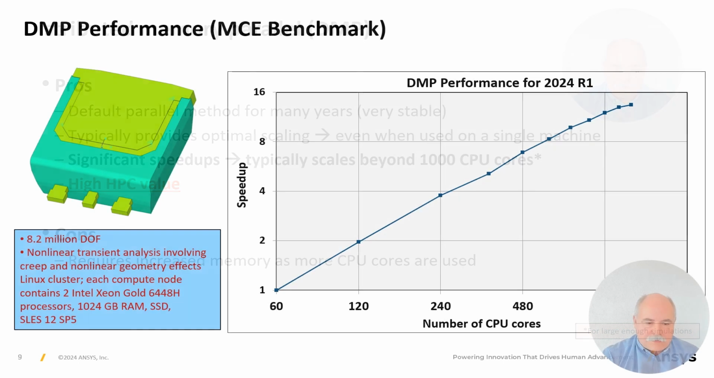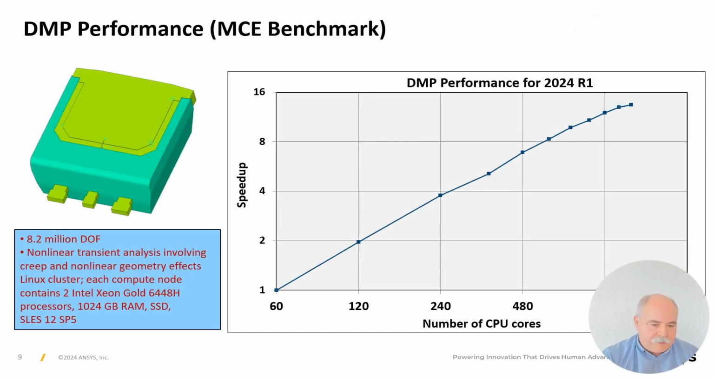Okay, so this is from a delamination study on an electronic device. We had a rather complex model that needed a high mesh density, so we ended up with some 8.2 million degrees of freedom for this model. It's a nonlinear transient analysis, so we have creep and nonlinear geometry effects. And this ran on a Linux cluster with Xeon Sapphire Rapids hardware. The message here is we ran this on several numbers of cores, starting with 60, then 120, 240, 480, and so forth. So we have a log scale on the x-axis for the number of CPU cores.